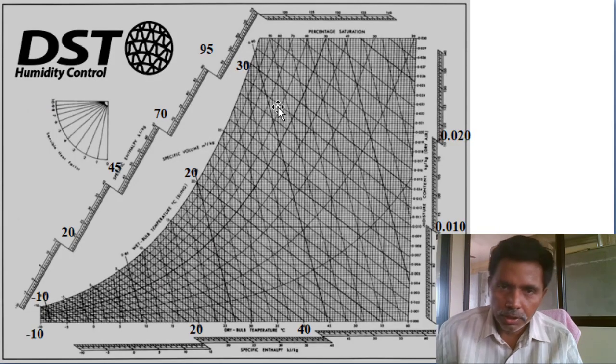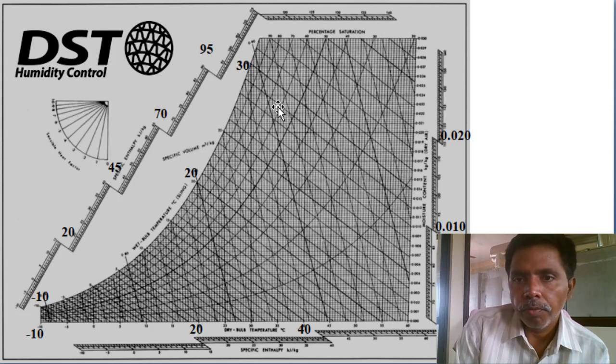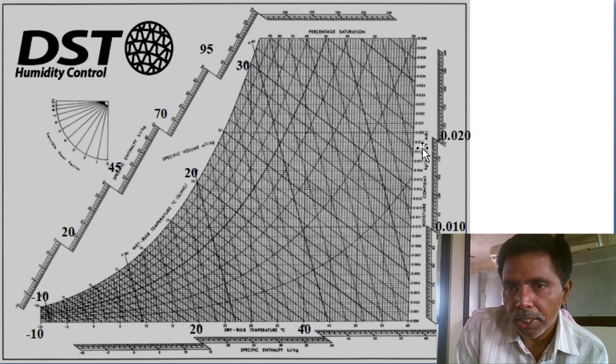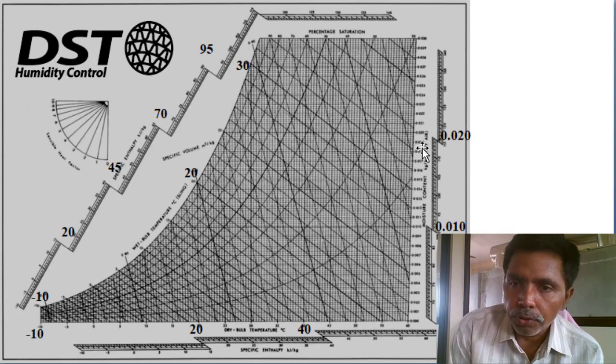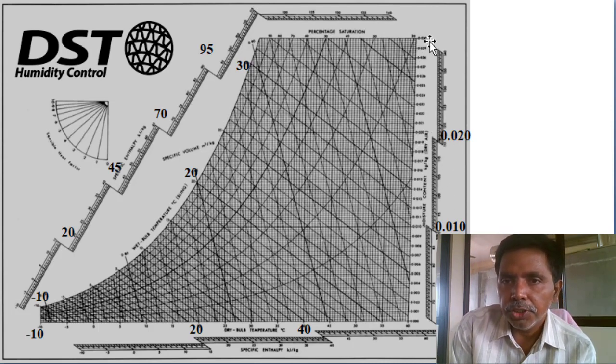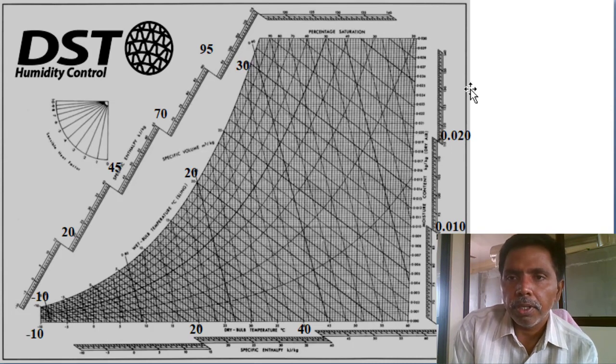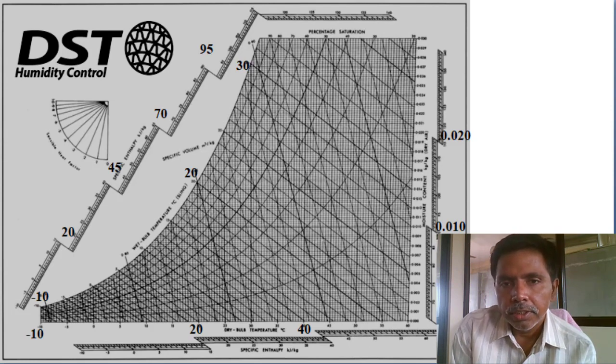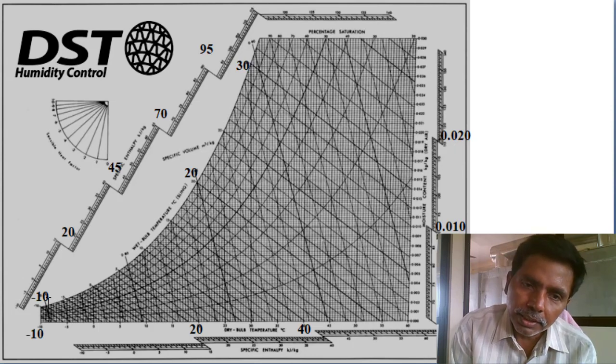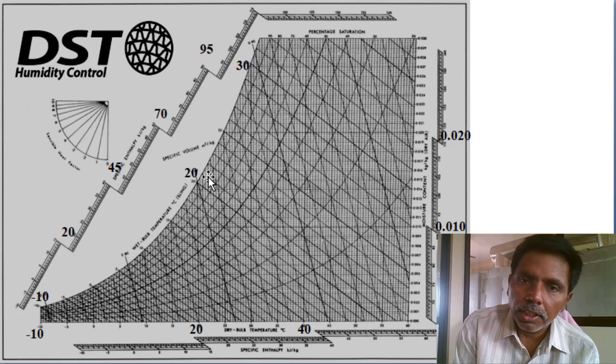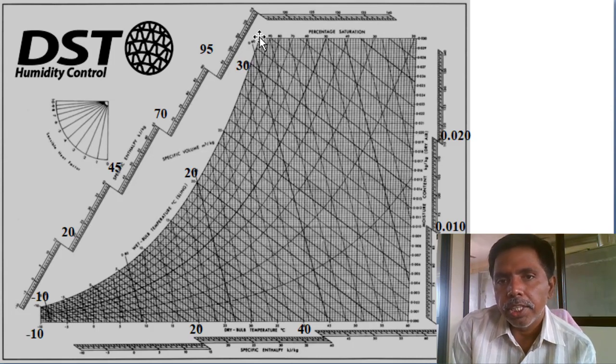You see, this is the psychrometric chart. The Y-axis contains specific humidity, as I already mentioned, 0.030 maximum, kg of water vapor per kg of air. The X-axis is the dry bulb temperature, ranging from -10 to 40, 45, 50, 55, 60 degrees. Next, this is the saturation line. This curve is called the saturation curve, meaning relative humidity is 100.